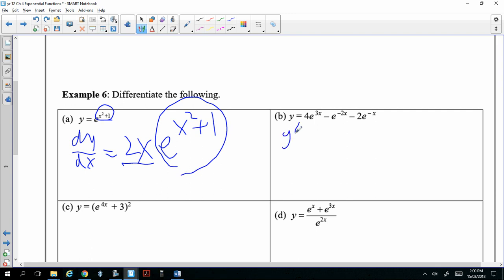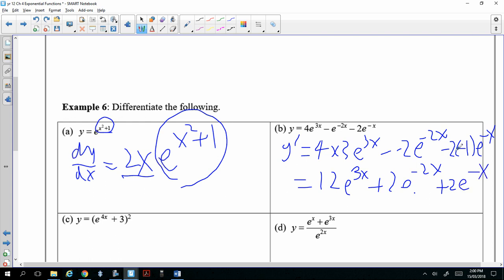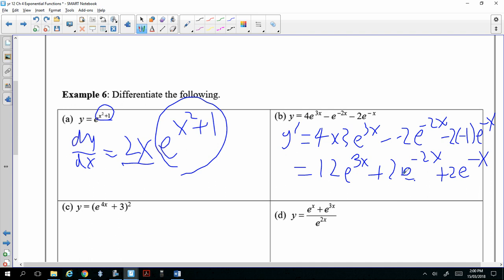y dash equals 4 times 3 e to the power 3x. You differentiate the power: 3x becomes 3, minus negative 2 e to the power negative 2x, minus 2 times negative 1 e to the power negative x. And then make sure you simplify: 12 e to the power 3x plus 2 e to the power negative 2x plus 2 e to the power negative x. Right, done. So you've got some simple ones, and then we'll look at some harder ones.